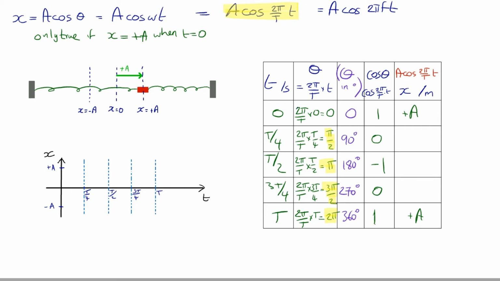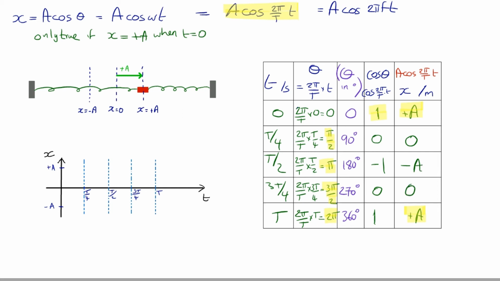And of course, finally, we can complete the right-hand side column, because the displacement is the cosine of the angle times A. So 1 times A is just going to give us +A, same at the bottom, and we can fill in all the other values now. So we're going to get +A, 0, -A, 0, and +A.